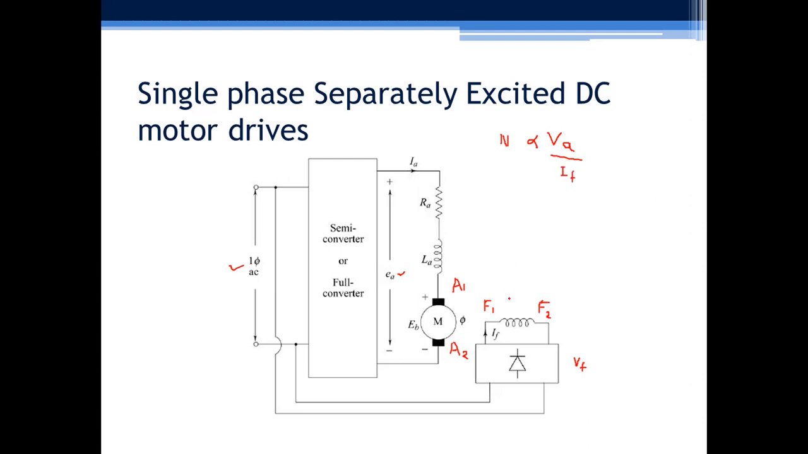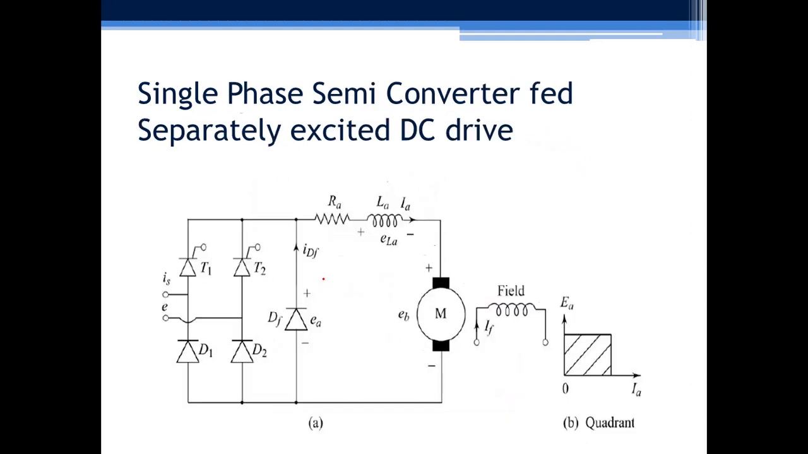In order to control the speed by armature control, we need variable voltage on armature side, and to control the speed with field control, we need variable voltage on field side to control field current. Depending on your requirement, whether you want one quadrant operation, one can go with semi converter, or for two quadrant operation, one can go with single phase full converter fed drives. So let us start with single phase semi converter fed drive.